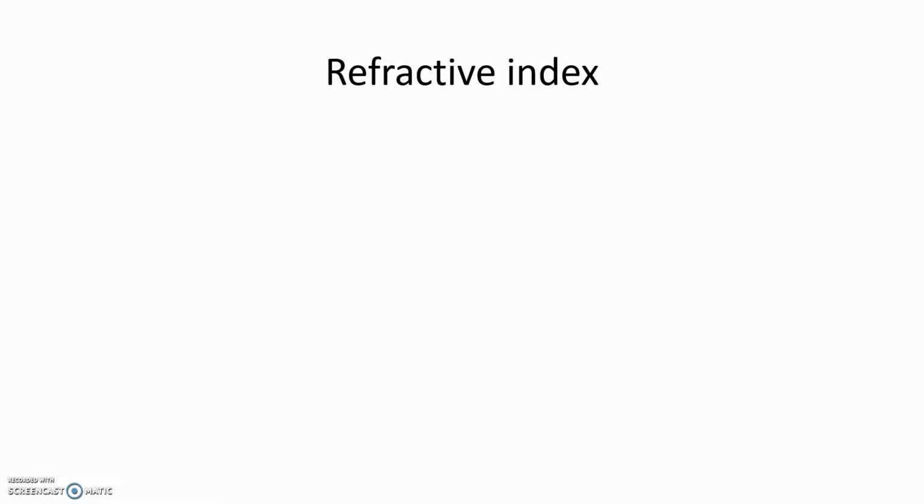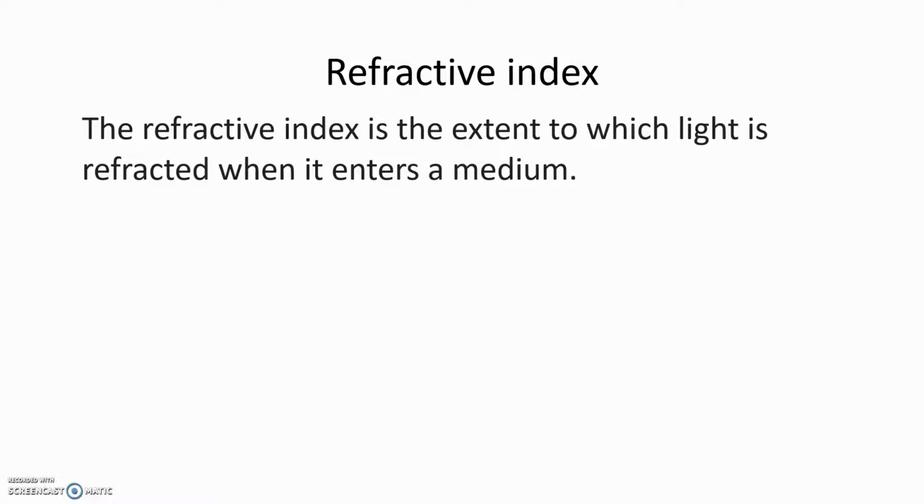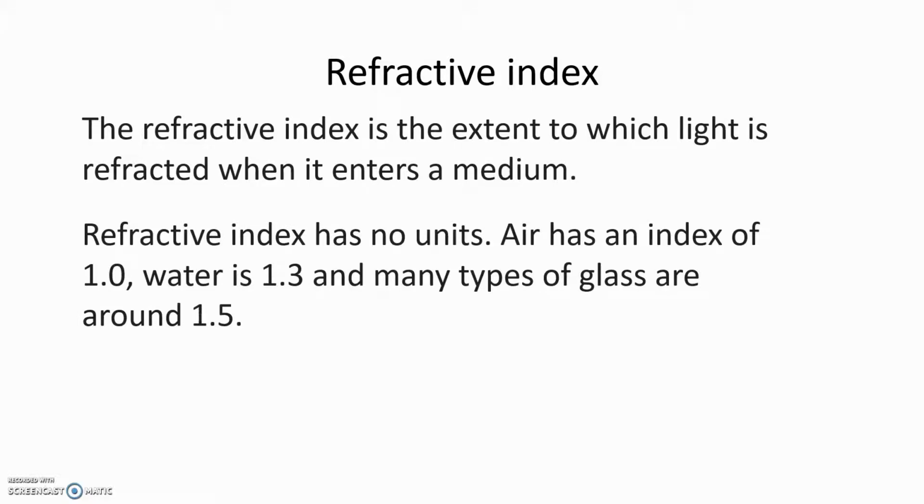And we use something called refractive index, and the refractive index is the extent to which light is refracted when it enters a medium, so how much it slows down or speeds up when it enters that medium. And refractive index has no units. Air has a refractive index of 1, water has a refractive index of 1.3, and there are many different types of glass, and they have a refractive index of about 1.5.